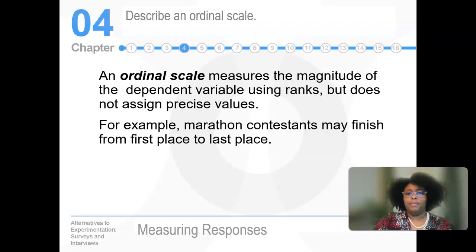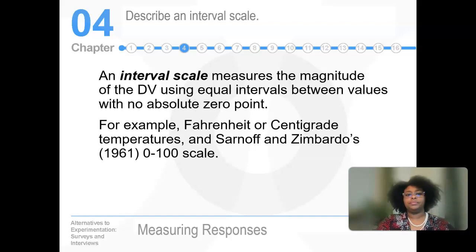So for an example, contestants may finish first place, then last place. So we put them in order. So I have first place, second place, third place, fourth place, etc. So we give them an order in which they rank based on their score, for an example. Okay, so ordinal scale, that keyword, think of order in ranking.